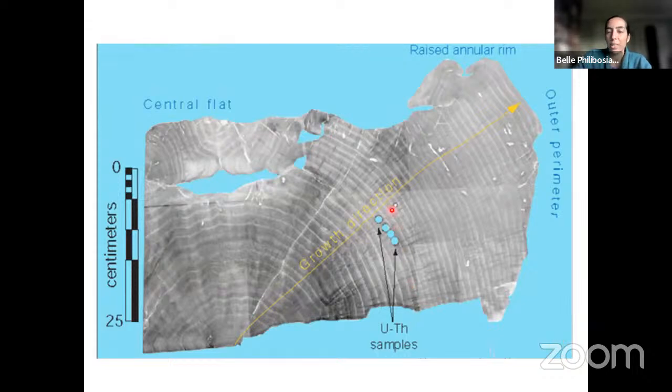The other thing that we can do with corals, which is really helpful, is collect samples for uranium thorium dating, which gives a very precise age of when these events happened in the past.